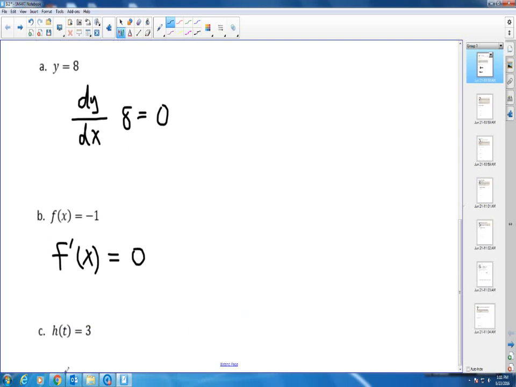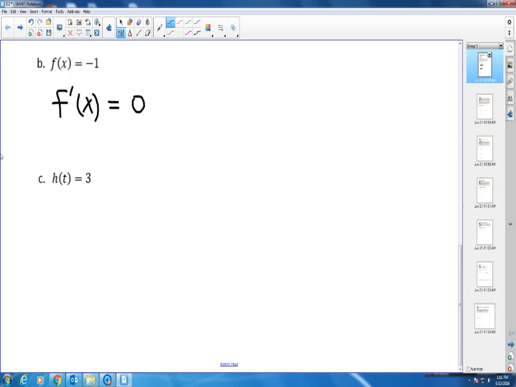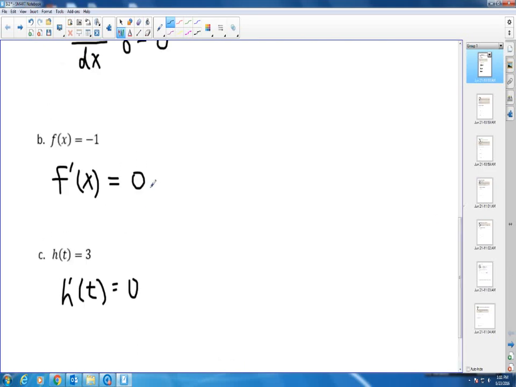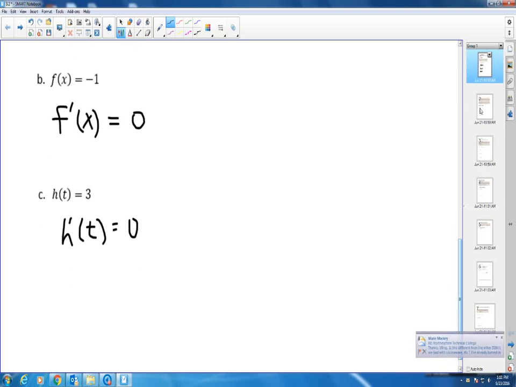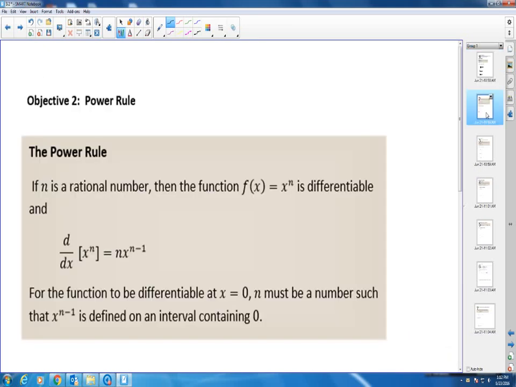If I'm using another variable like t, my function h of t equal to 3, the derivative h prime of t again will equal 0. Sometimes I will do these problems just directly doing the derivative, and sometimes I will write a little bit more, from time to time. That's the constant rule. The derivative of a constant is always equal to 0.